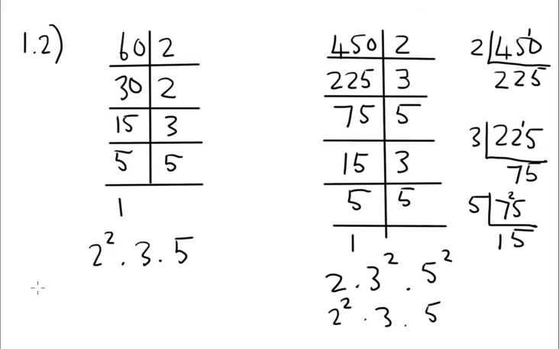So in terms of our answer, let's put our answer in this box over here. The highest 2 we've got is 2 squared. So the answer is going to be 2 squared, which is 4, multiplied by the highest 3 we've got, which is 3 squared, so that's multiplied by 9. And the highest 5 we've got is 5 squared, which is 25.